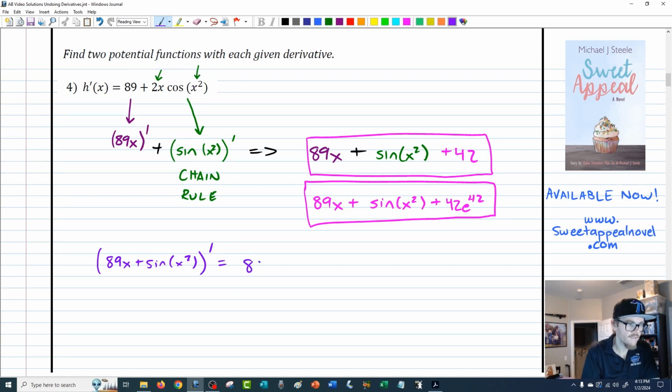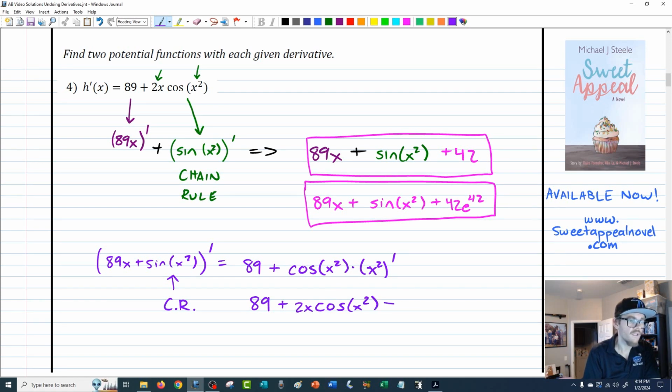Well, pretty straightforward. The derivative of 89x is 89. And then finally, for sine of x squared, that one does require, of course, the chain rule, as we've talked about before. So what I'm going to have here is the derivative of the outside function, which is cosine, of the inside function times the derivative of the inside function. We'll clean this up a little bit. We'll get 89 plus x squared's derivative is 2x, so 2x cosine of x squared.